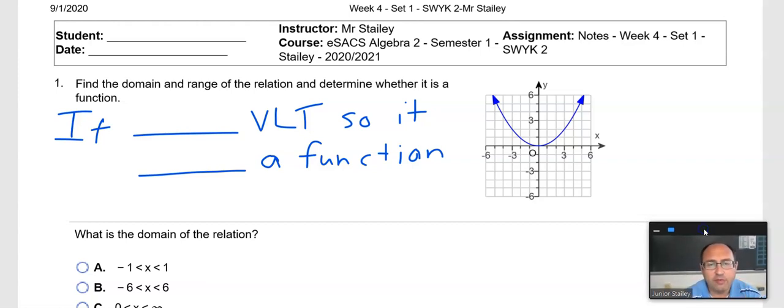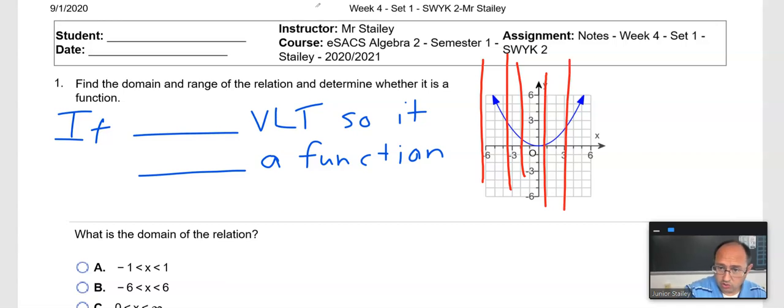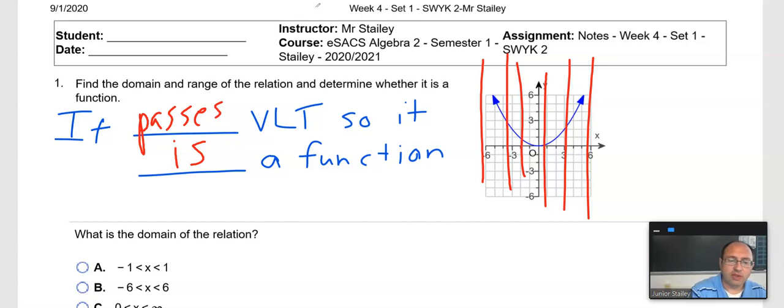Okay, week 4 again. Now we're on to SWYK 2 notes. Find the domain and range of the relation and determine whether it is a function. Might as well determine if it's a function right away. Drawn some vertical lines through there. Hey, looks like it passes the vertical line test. So it is a function. Well, that's the second part of the question. We do want to know about the domain of this thing.